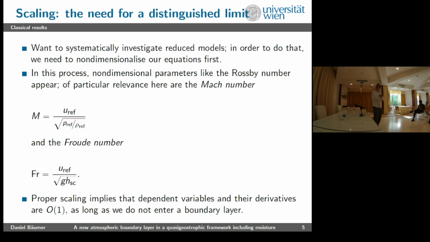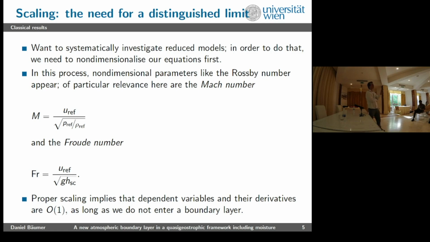All right, so now let's get into the scaling. The need for a distinguished limit. So what's that? If we want to systematically investigate reduced models where some small parameter epsilon goes to 0, then we need to scale our equations first. So we choose appropriate scales for length, time, velocity, and so on.